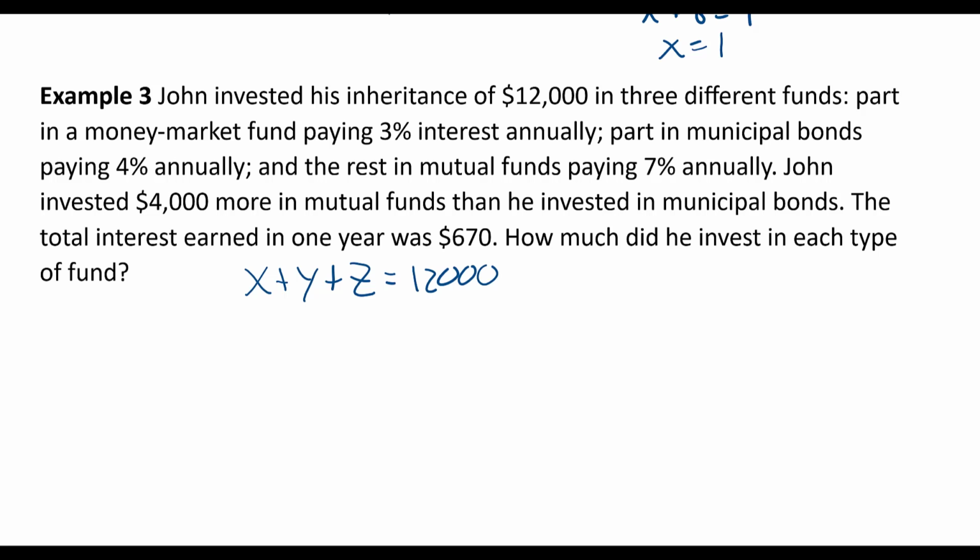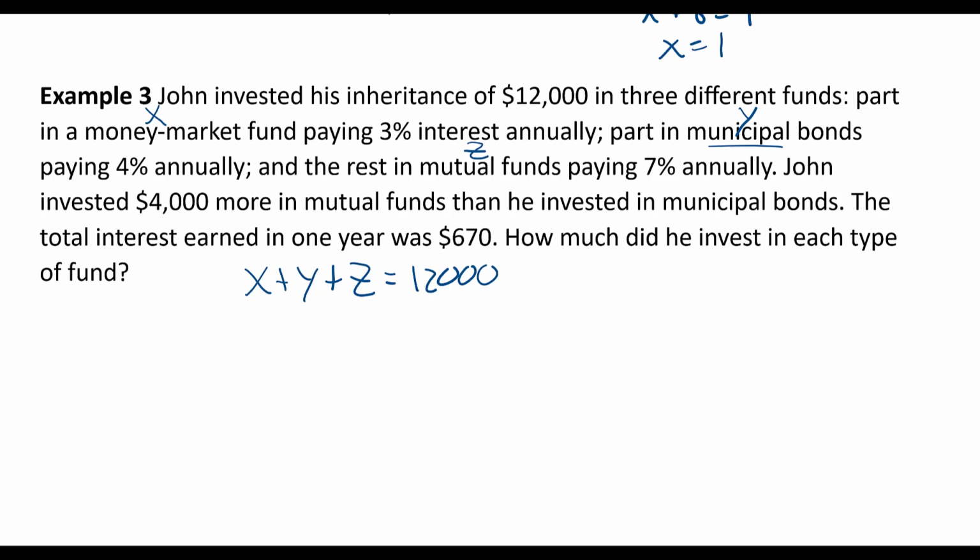So which one was mutual funds? That's the last one, the 7% one. So 4,000 more in mutual funds than municipal bonds. And municipal bonds was the second one. So I'm calling this first one our x, municipal bonds y, and mutual funds z. So he invested 4,000 more in mutual funds than he invested in municipal bonds.